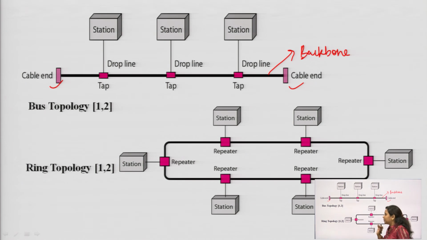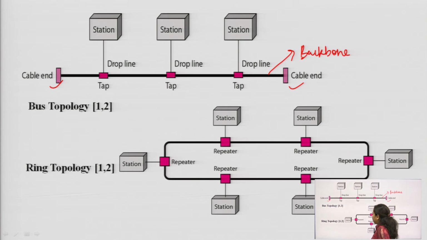So, what is the disadvantage of this topology? This backbone should function well. If there is any breakage or something wrong with this line, then the communication will not take place well. So, that is the bus topology.